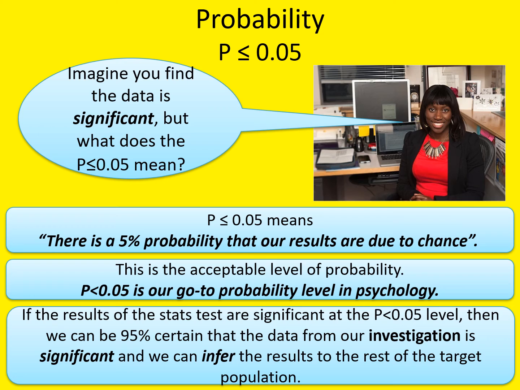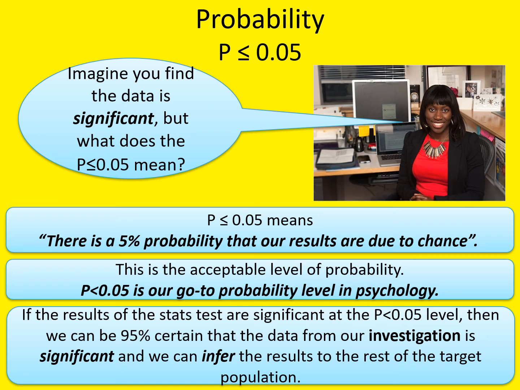So that means that we've done our investigation, we found out that our class has telepathic ability because our results are significant, but there's a 5% probability the results are due to chance, which means that in science we accept that there might be a margin of error, that it might just all be coincidence and that actually our results aren't true. But the 0.05 level of probability is what we go to in psychology, and we're okay with that.